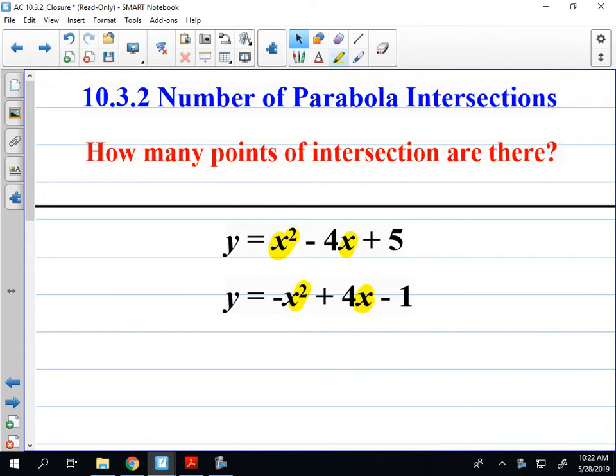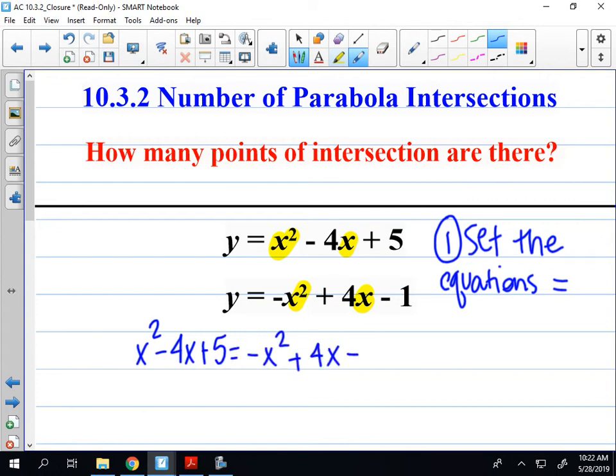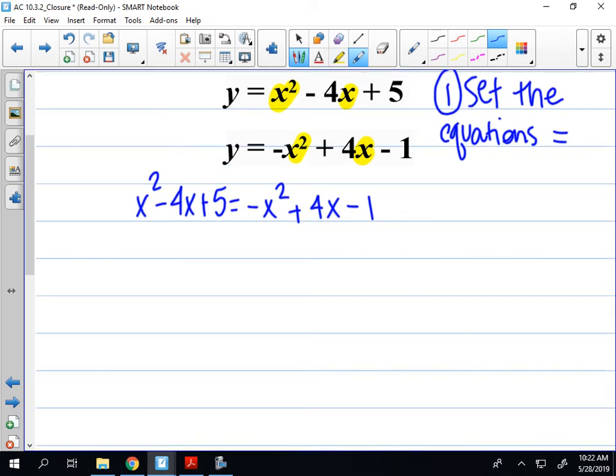Step number 1 for finding the points of intersection is to set the equations equal to each other. So that looks like this: x squared minus 4x plus 5 equals negative x squared plus 4x minus 1. Now, I notice right away that this equation has an x squared and an x. It's quadratic, and the first rule of solving any quadratic equation is it must equal 0.